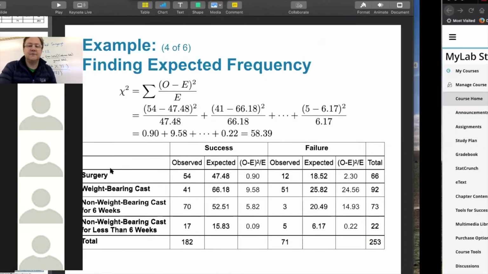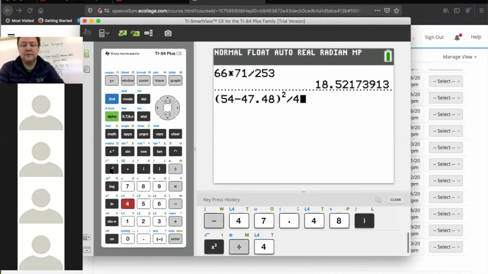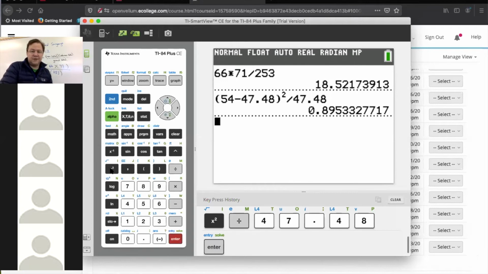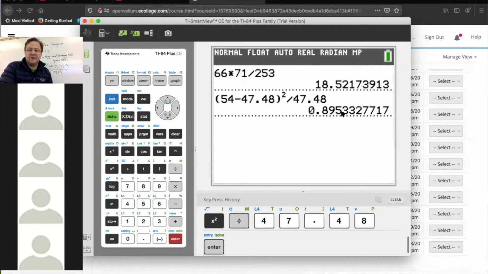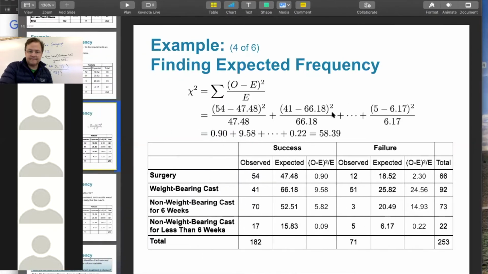Divided by 47.48, you get about 0.895. If I round off to the nearest tenth, the 5 after the 9 says round the 89 up to 90. That's where that came from. You just got to do that 8 times and then add up the 8 numbers.